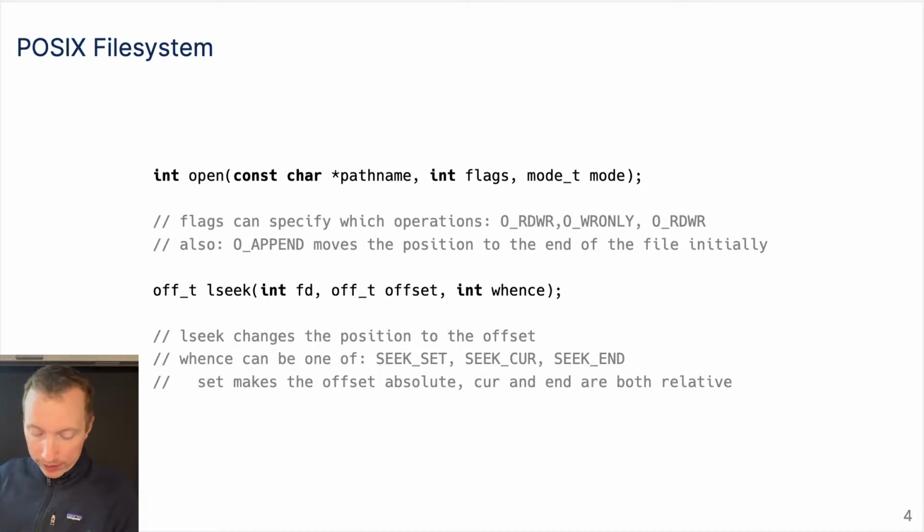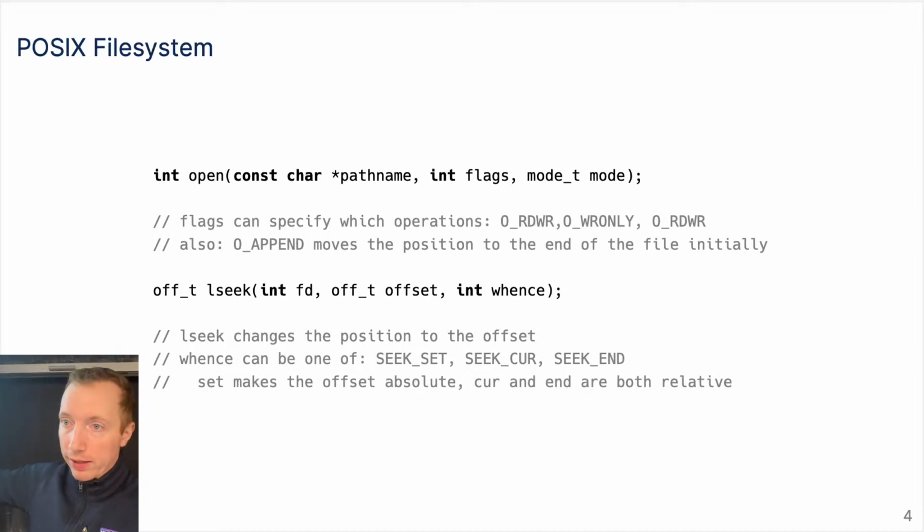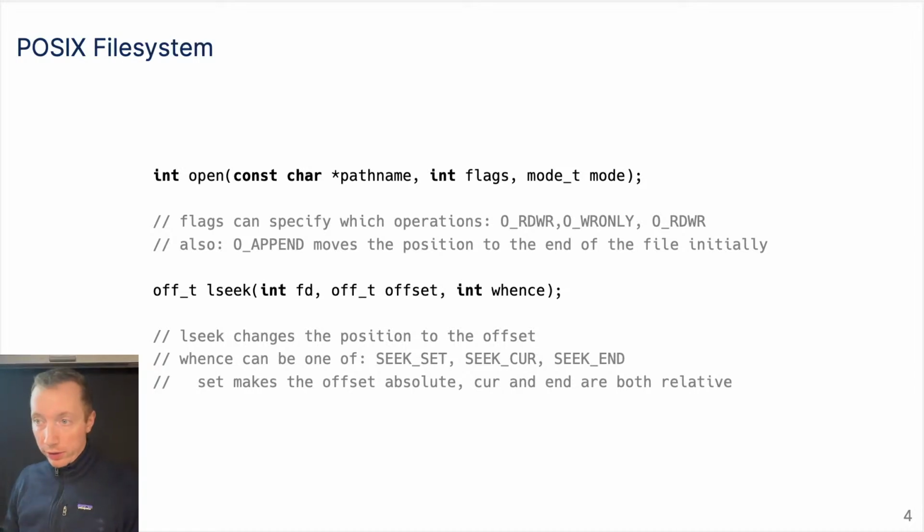If whence is SEEK_SET, then that means the offset is absolute. So if you choose SEEK_SET and the offset is 0, it's always going to go to the beginning of the file. If you set SEEK_SET and have your offset at 100, it's always going to go to the 100th byte. Then SEEK_CUR and SEEK_END are relative to where the position currently is and relative to where the current end of the file is.